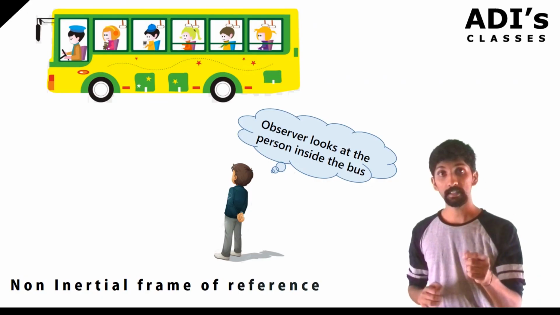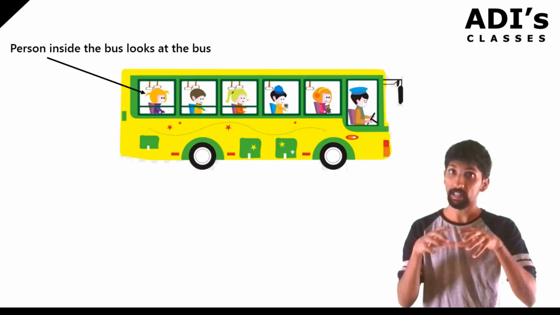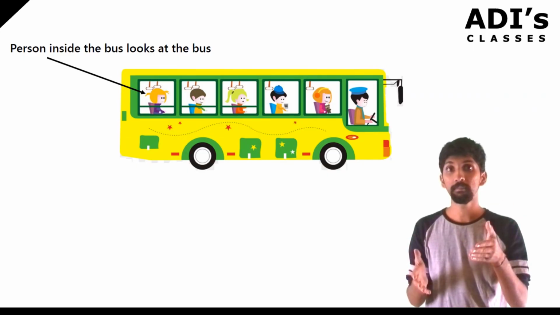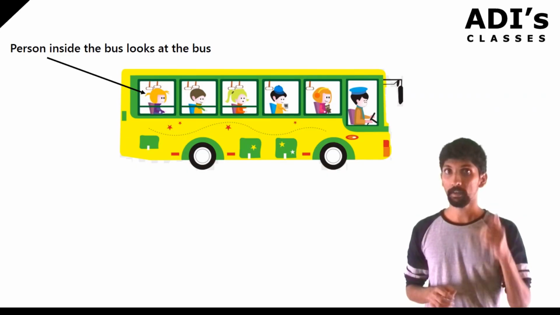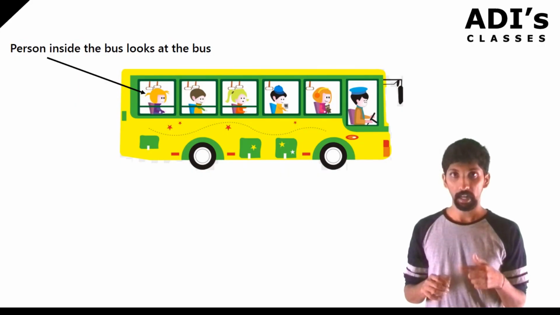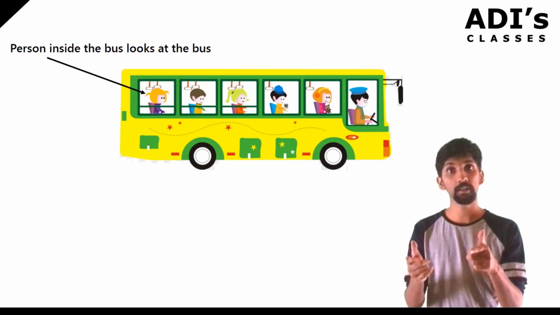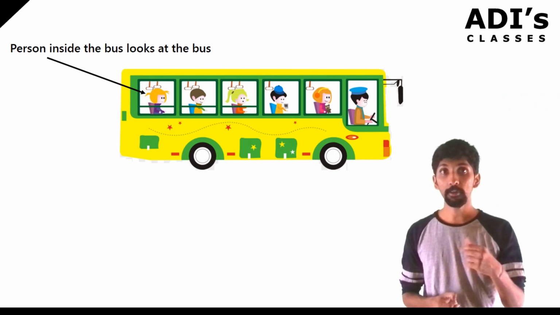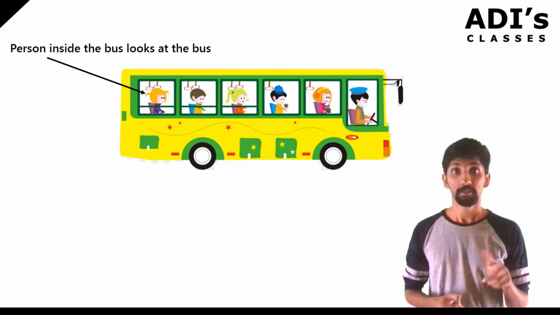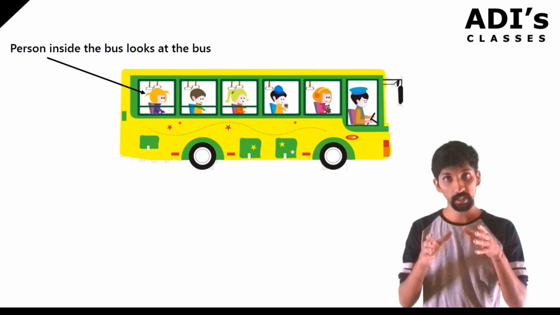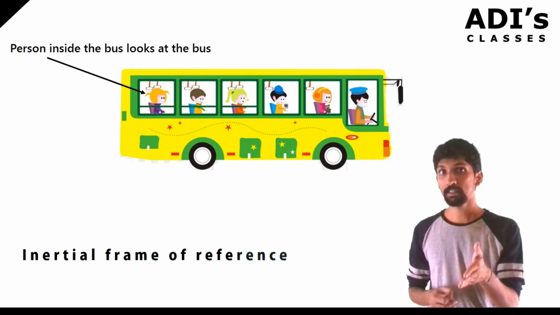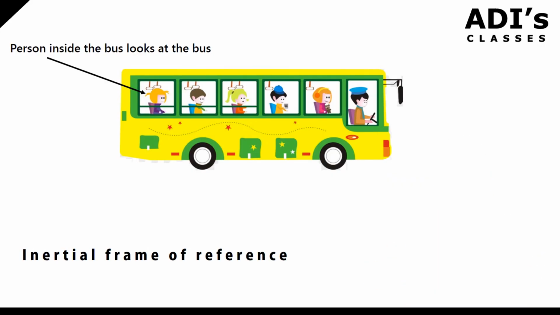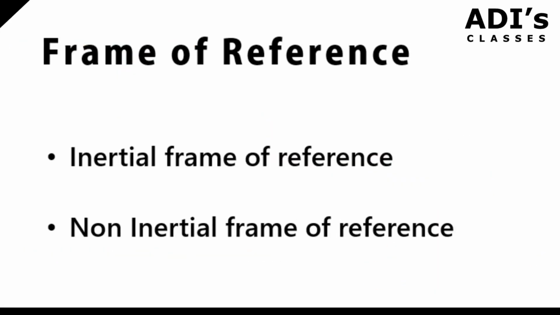Okay? Whereas a person who is sitting inside the bus, if he sees the bus, for him, the bus is not moving, correct? Like imagine, if you are sitting inside the bus and if you look at the bus, do you think that the bus is moving? No. See, you will get to know the bus is moving only if you look outside the window, correct? So that means for the person who's sitting inside the bus, if he looks at the bus, that is inertial frame of reference. Inertia, that it's not moving. Understood? There are 2 types of reference. Alright?